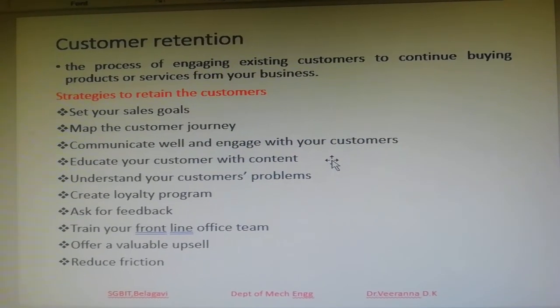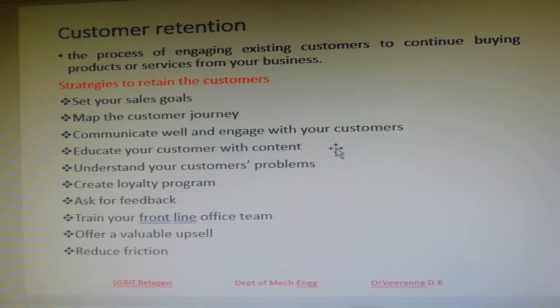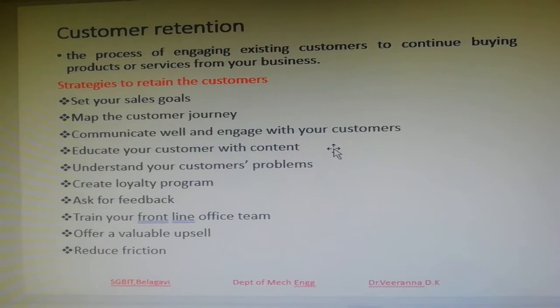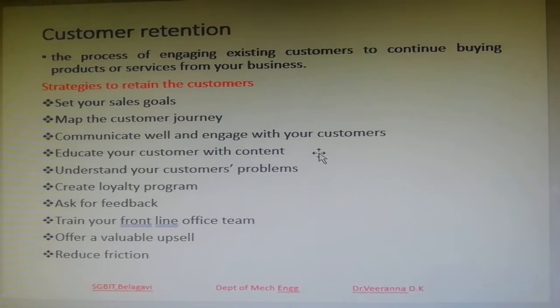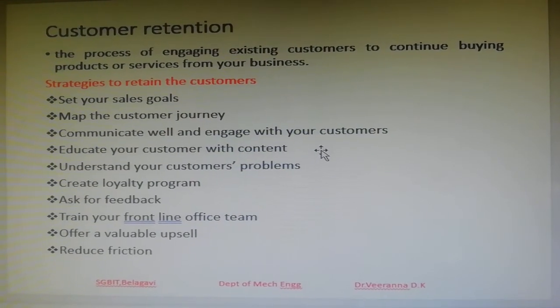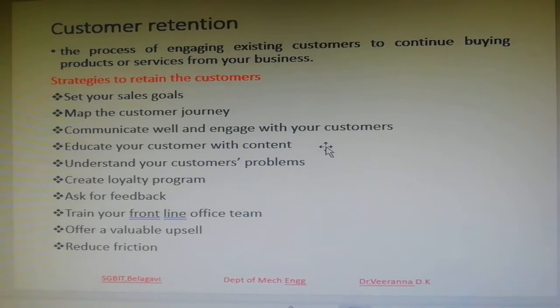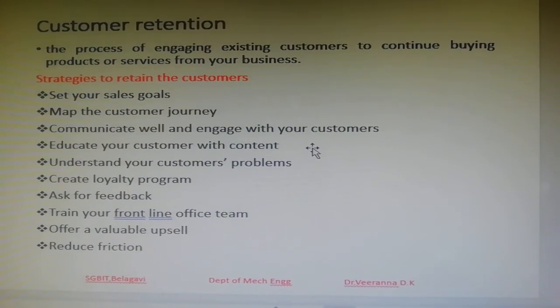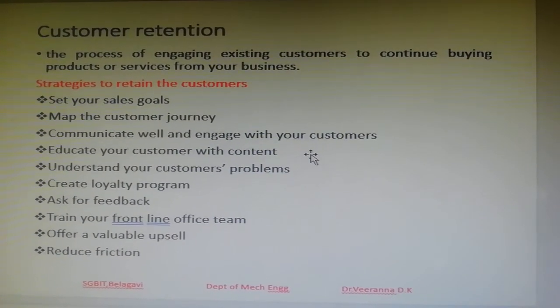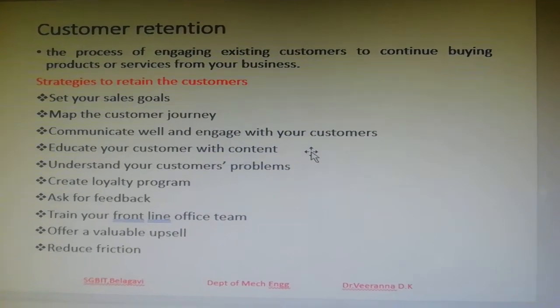Then communicate well and engage with your customers. Most of the time there are so many ways and means the companies are adopting to be in touch with the customers. You have to communicate through any mode, either social media or phone calls or even emails. Any method you have to use to be in touch with the customers. Then they will feel happy that the company is listening to their voices.